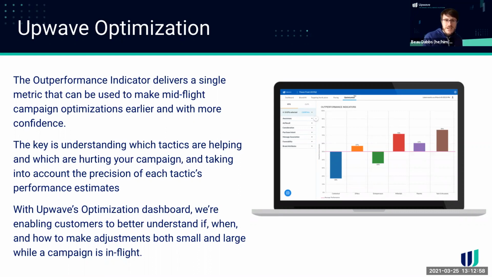By understanding which tactics are helping and which are hurting your campaign, and taking into account the precision of each tactic's performance metrics, the outperformance indicator is able to provide a metric that is both consistent over time and tuned for optimization. This is why our customers can use Upwave's optimization dashboard to better understand if, when, and how to make adjustments, both small and large, while a campaign is in flight.